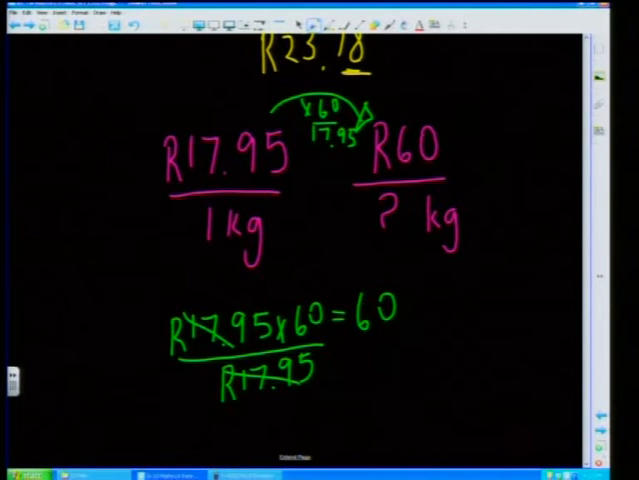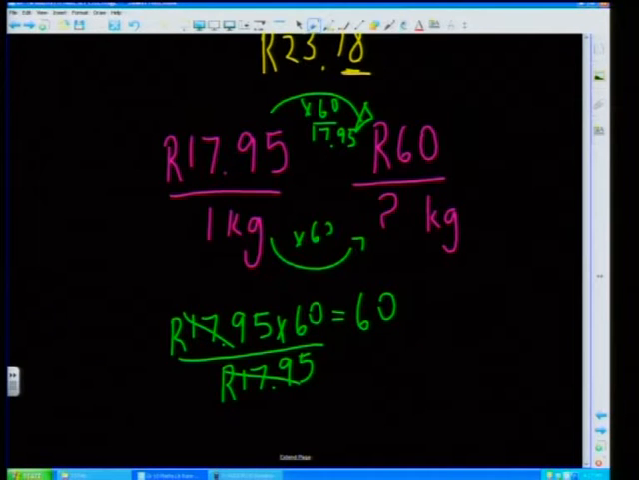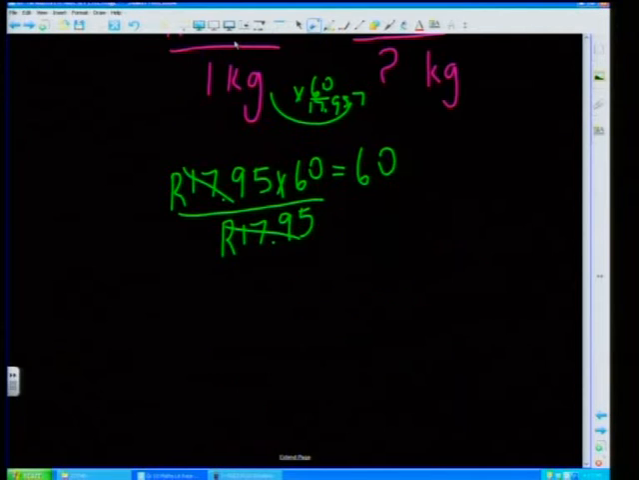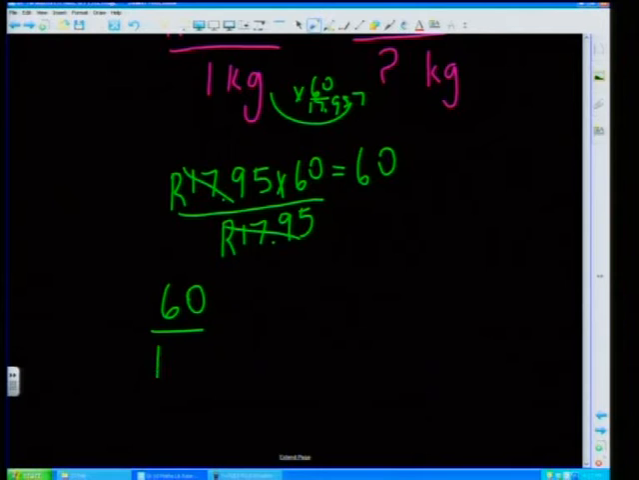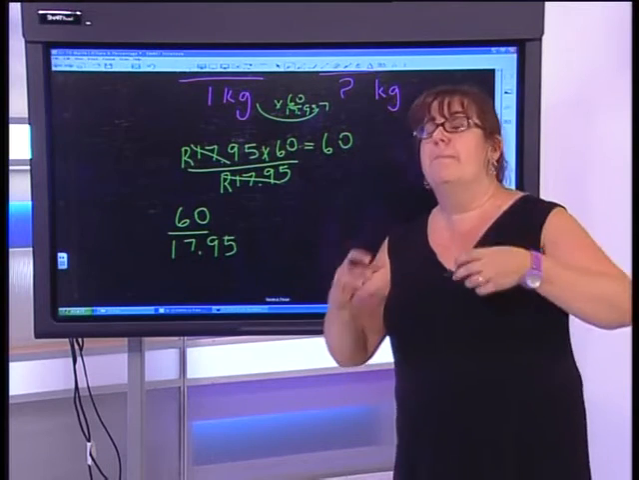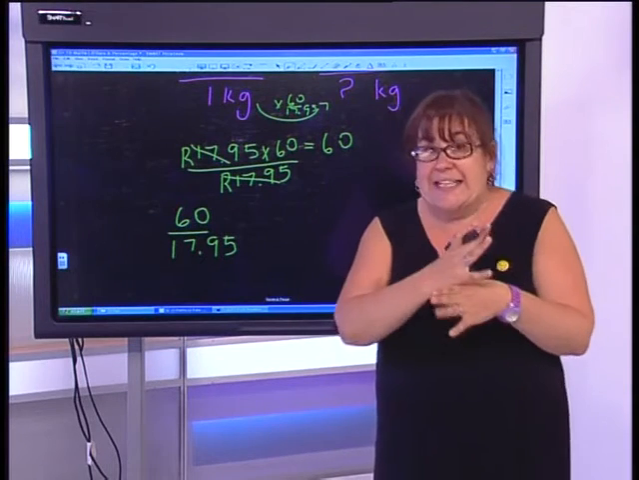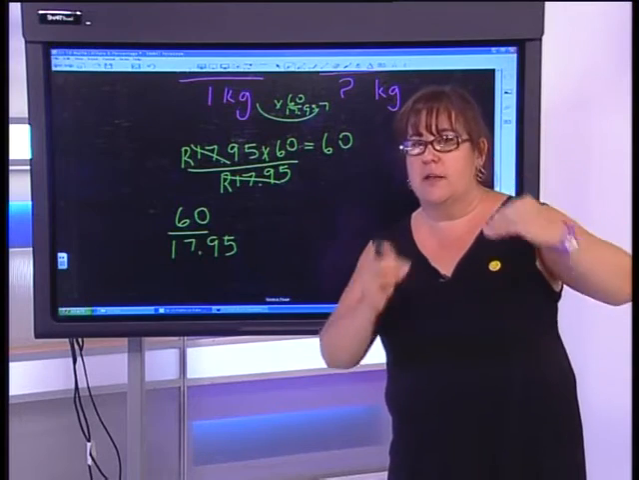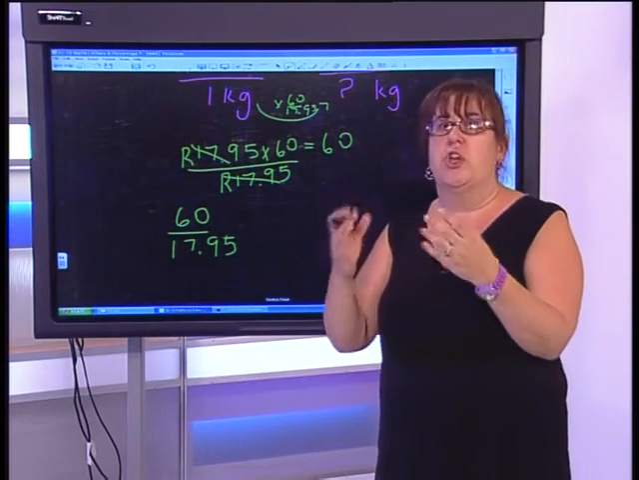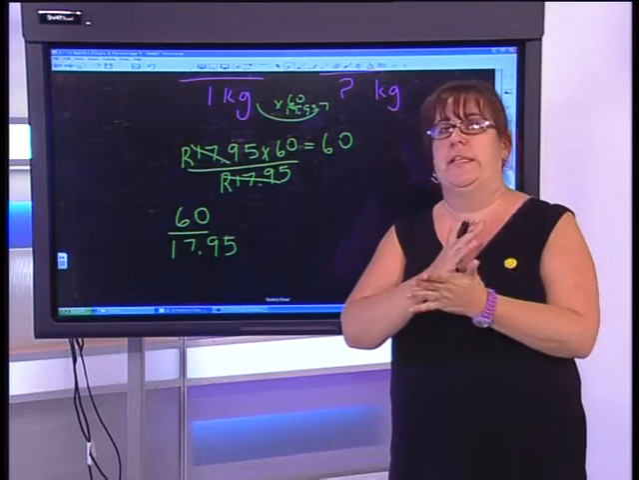And what am I going to do to my 1 kilogram? What I did to the top, I'm going to times it by 60 and divide by 17.95. Okay, so we can take our 60 Rand and divide it by 17 Rand 95. Now, I'm talking about rands, but you can see that I haven't actually written the rand sign in. You can, but it's not necessary. But where it is necessary is in your final answer. Whenever you've got your final solution, you need to always, always, always include your units.